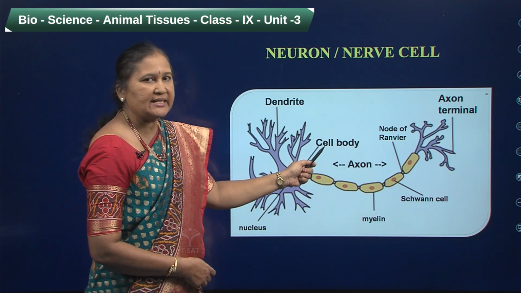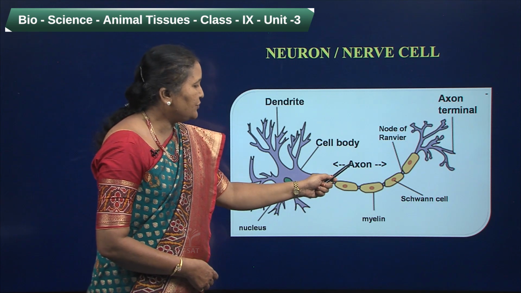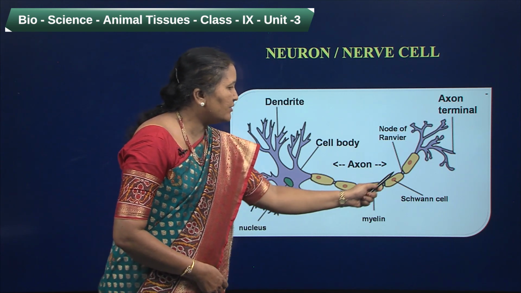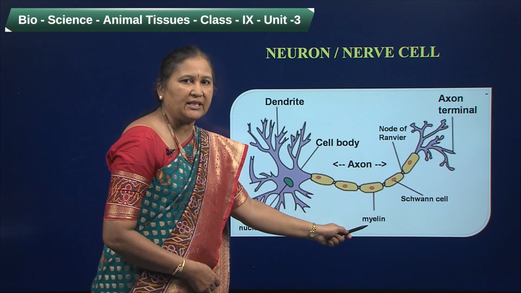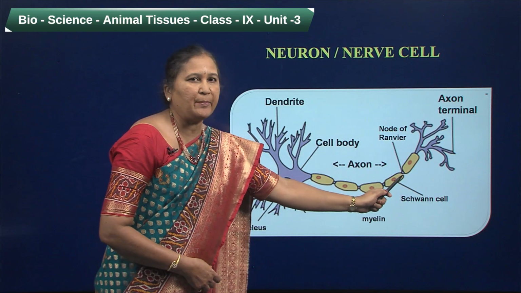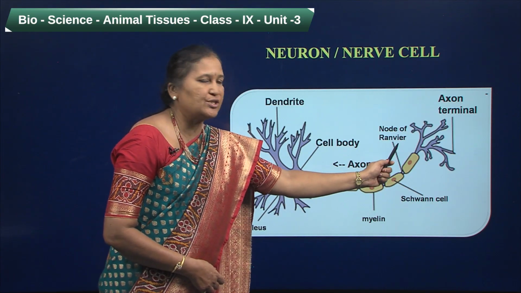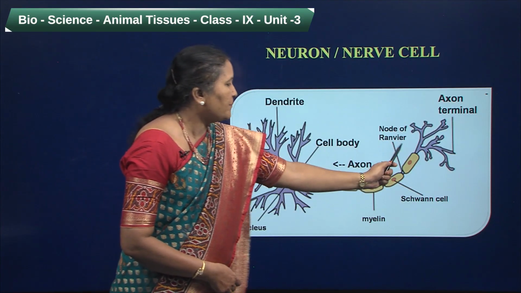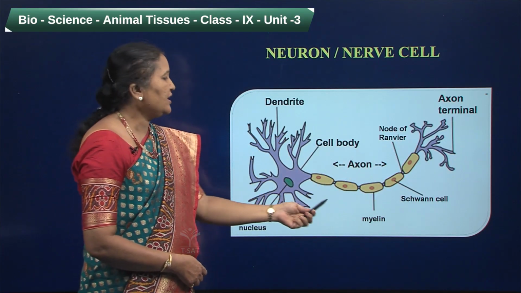The first part is the cell body, the second part is the dendrite, and the third part is the axon. And if you observe, the axon is covered with a sheath, and this sheath is called the myelin sheath. But at some places, the myelin sheath is not there. It is absent at some places. The places where the myelin sheath is absent are called the nodes of Ranvier. And the axon ends with axon terminals. So this is the structure of a nerve cell.